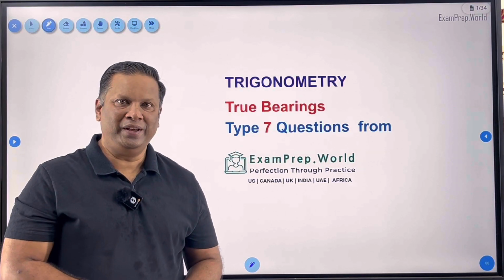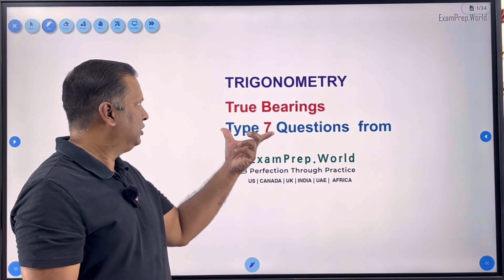Hello children. So today we start the topic of bearings. We call it true bearings.